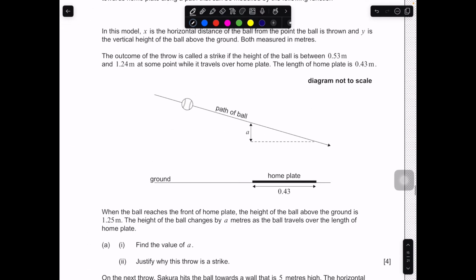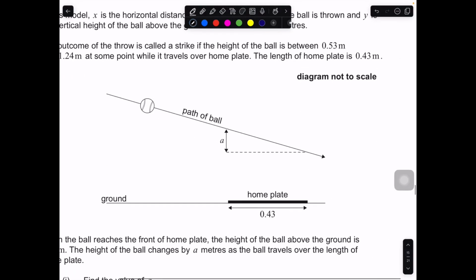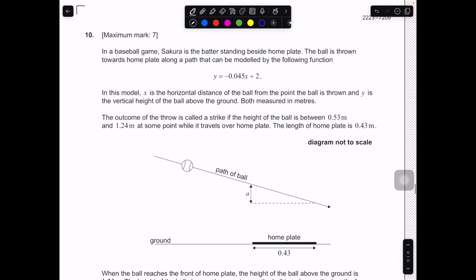All right, number 10. I think 2 or 3 more questions to go. Okay. In a baseball game, Sakura is the batter standing beside home plate. The ball is thrown towards home plate along a path that can be modeled by the following function. And here it is, y is equal to negative 0.045x plus 2. In this model, x is a horizontal distance of the ball from the point the ball is thrown. Okay. Horizontal distance from the point the ball is thrown. So from the pitcher's mound, point the ball is thrown. And y is the vertical height of the ball above the ground, both measured in meters.